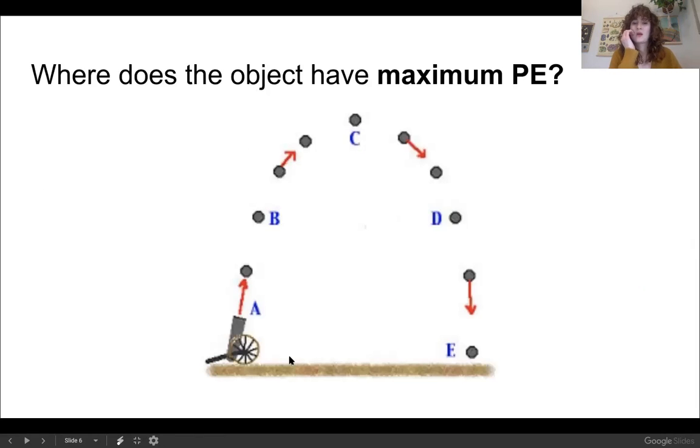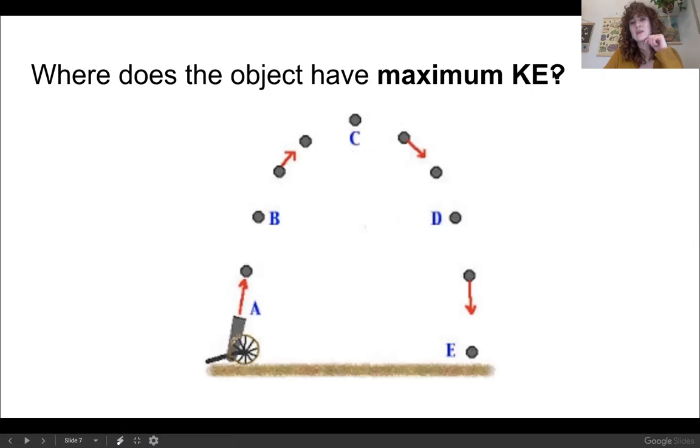So let's take a look at a couple of examples. Here is a cannonball being shot into the air and going back down to the ground. Where along this journey would it have its maximum potential energy? Well, since this is an object going up and down, potential energy will be its highest point. So that's going to be C. C has the maximum potential energy.